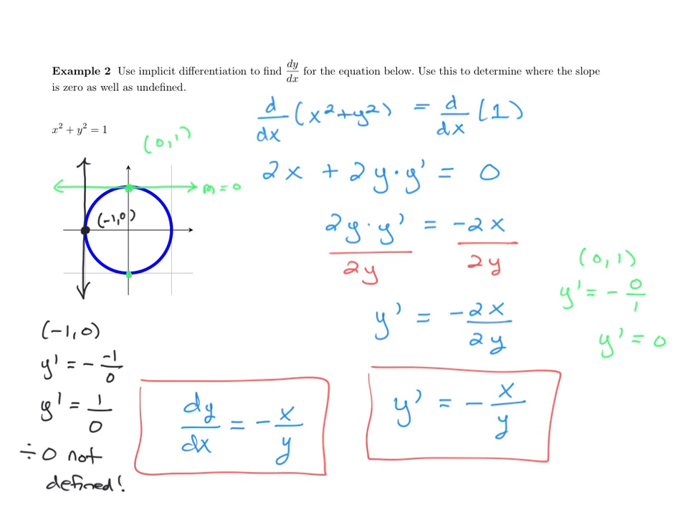The slope is also 0 at 0, -1. So the slope is 0 there. And then at this point, which is the point 1, 0, the slope is also undefined. You can check this by putting those values into either of these equations.